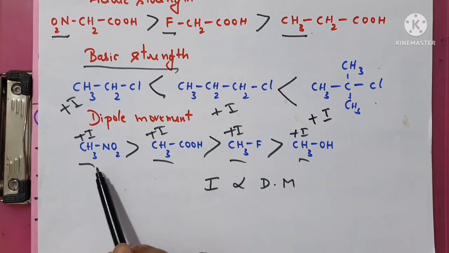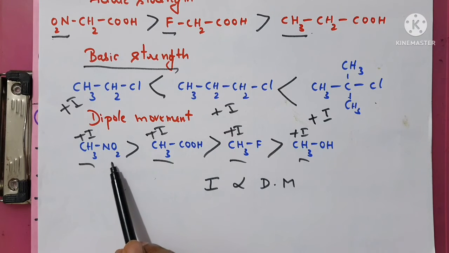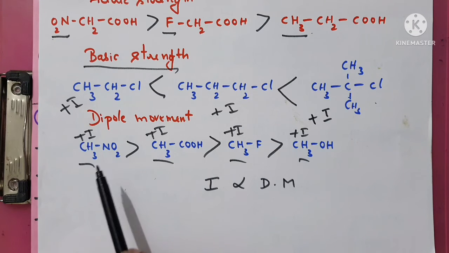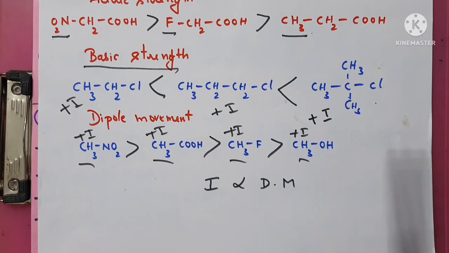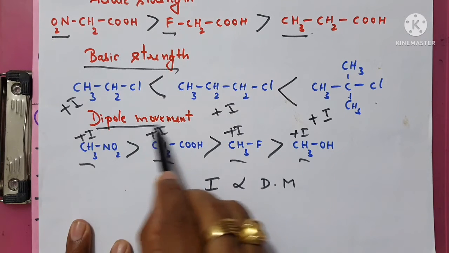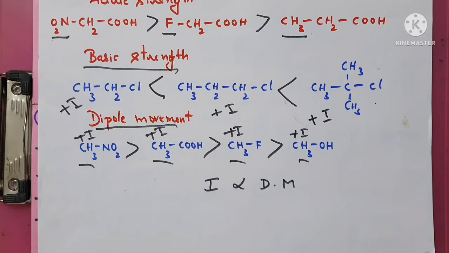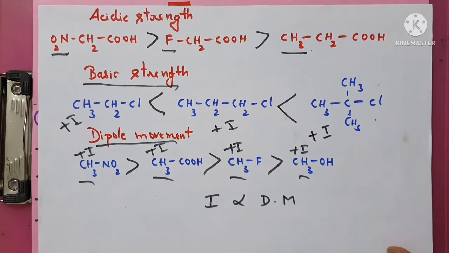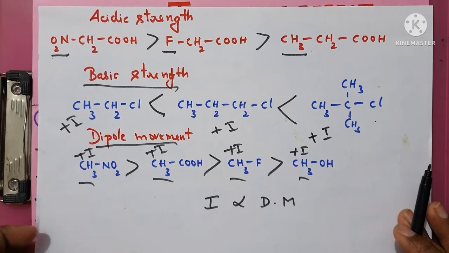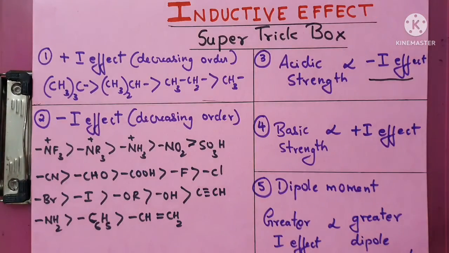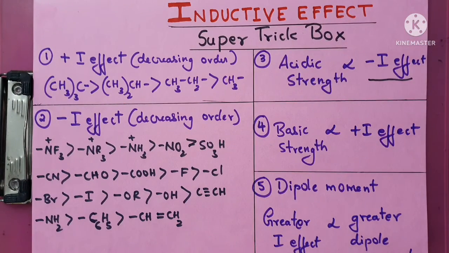More dipole moment is seen in this compound, that is CH3NO2, because more inductive effect will be seen in this one, so more will be the dipole moment. I hope you have understood how to find the acidic strength, basic strength, as well as the dipole moment by using the inductive effect chart. Now let us quickly solve some questions so that we can understand it still better.